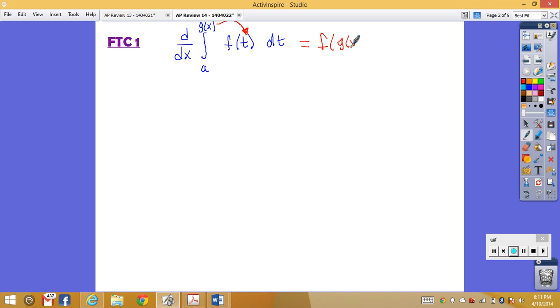So your x's, every single x that you see, turns into whatever that g of x is, and then you multiply by the g prime of x. So the derivative of this guy. And an important thing to remember is that this down here has to be the constant. It has to go from a constant to a function, and if not, you're going to have to use the rule of negating the integral.